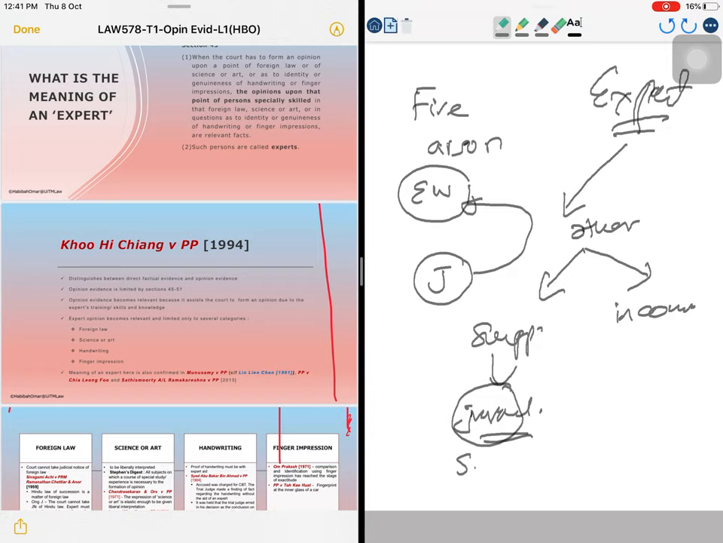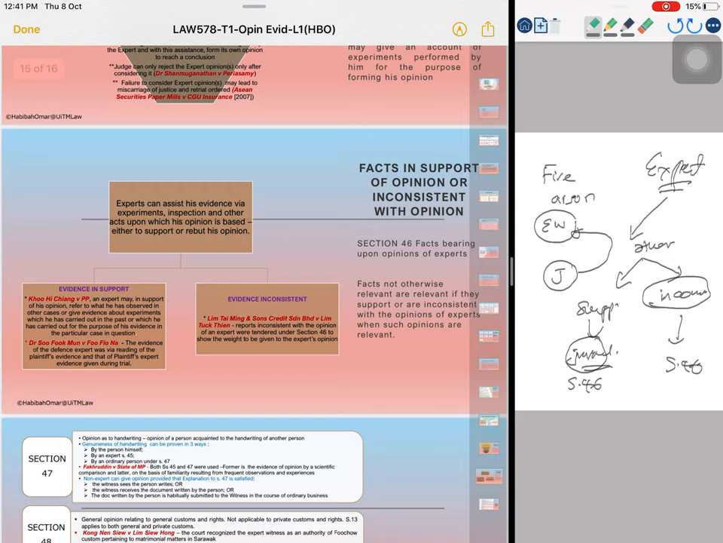So the finding in the journal here is tendered in court under Section 46. Meaning, you can tender the journal as evidence in support of his opinion. Or if it is actually inconsistent with his opinion, that can also be tendered under Section 46 as well. So you have that. Basically, if you refer to the cases here, you'll find these two cases illustrate how Section 46 operates.